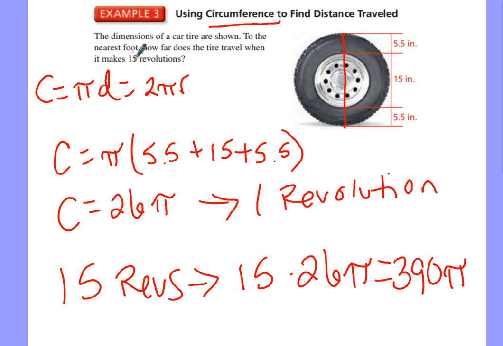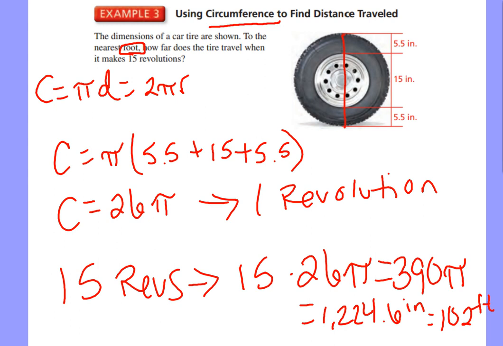So 390 times roughly 3.14 gives us 1,224.6 inches. But again, let's keep in mind it's nearest foot, so we want to divide that by 12 in the end. So roughly we're about 102 feet. So that would be our total feet after 15 revolutions.